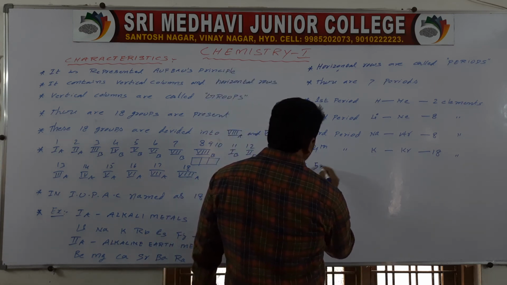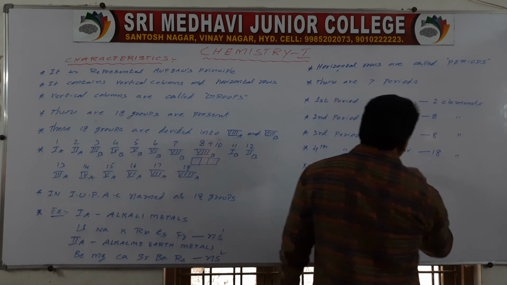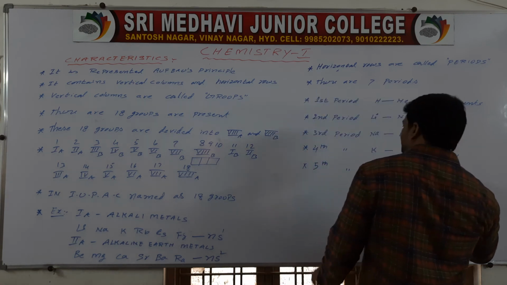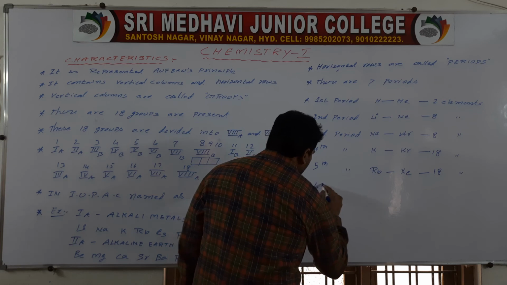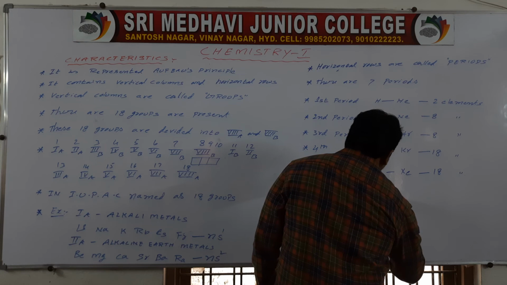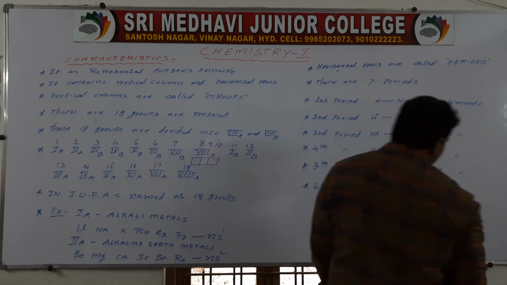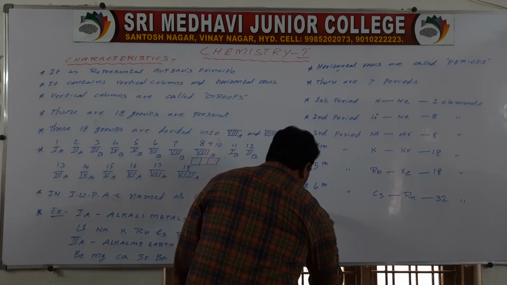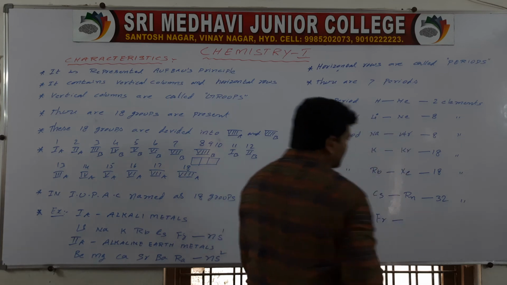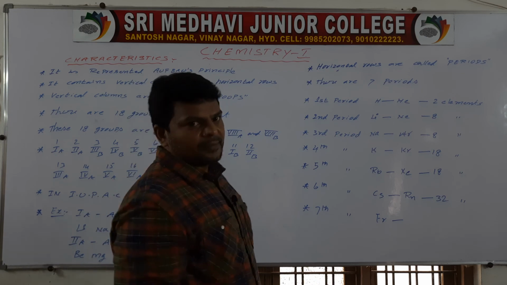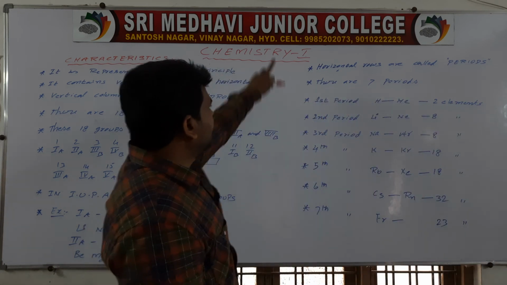Then the fifth period contains rubidium to xenon. It contains 18 elements. Then the sixth period starts with cesium and ends with radon. It contains 32 elements. Next, the seventh period is an incomplete period. It starts with francium and ends with unibium. It contains only 23 elements. These are the periods.